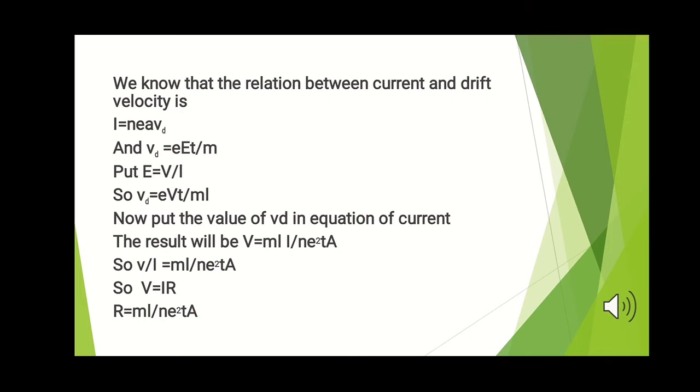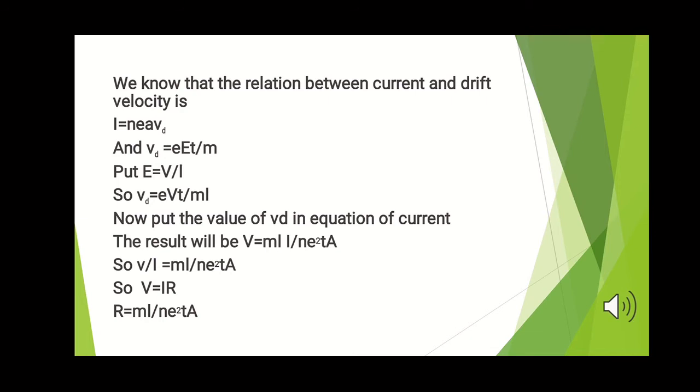Now the other formula, for the drift velocity and the electric field, is Vd = -eEτ/m. Here e is the charge of the electron, E is the electric field intensity, τ is the relaxation time, and m is the mass of the electron. First we convert the electric field intensity into the potential difference, using the relation E = V/L, where V is the potential difference and L is the length of the conductor.